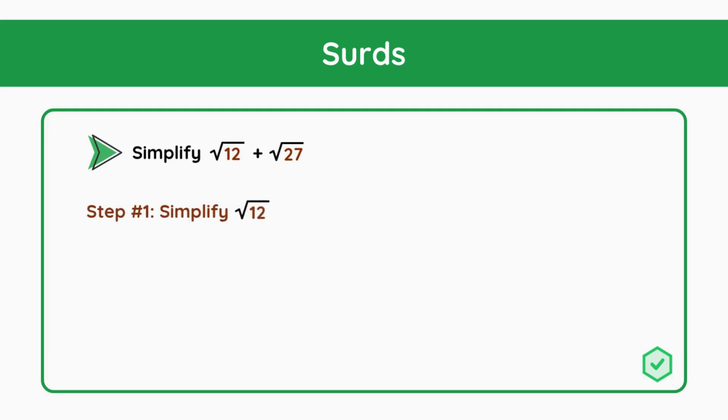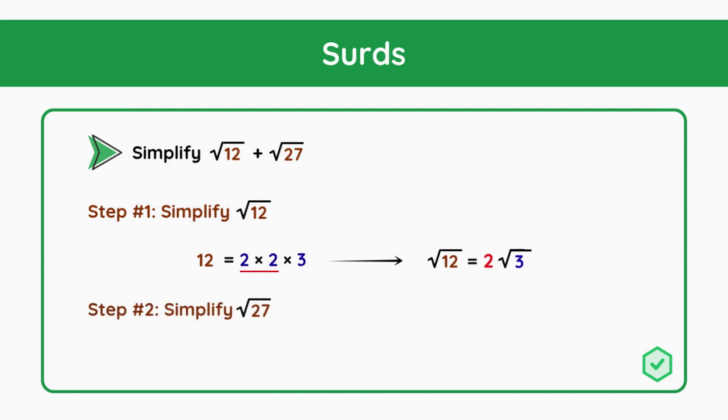First, let us simplify square root of 12. The prime factors of 12 are 2 times 2 times 3. Since we have a pair of 2's, we bring them out as a single 2, giving us square root of 12 equals 2 square root of 3. Next, let us simplify square root of 27. As we saw earlier, its prime factorization is 3 times 3 times 3. Bringing out the pair of 3's gives us square root of 27 equals 3 square root of 3.